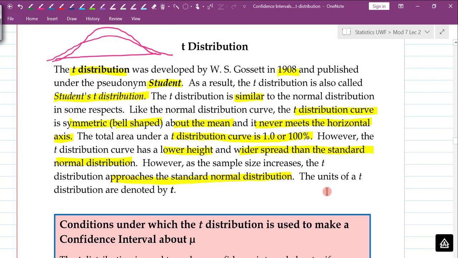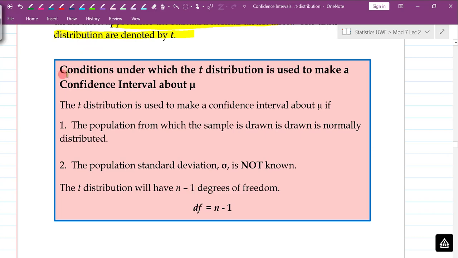The unit of the t-distribution is denoted by t. So instead of having a z like we do in the standard normal distribution, we're going to use the symbol t. Conditions under which the t-distribution is used to make a confidence interval about mu: first, the population from which the sample is drawn is normally distributed. That's extremely important. We have to know that we're pulling our data sample from a normal distribution.